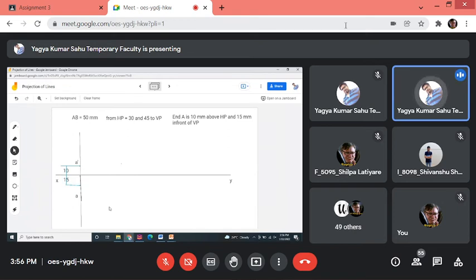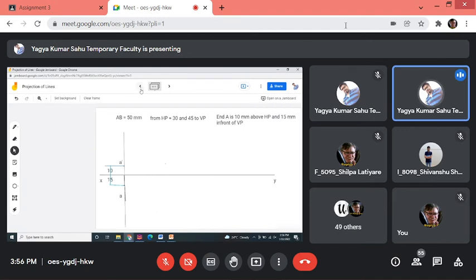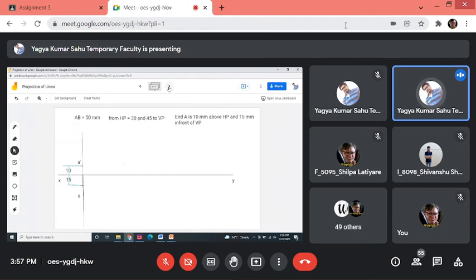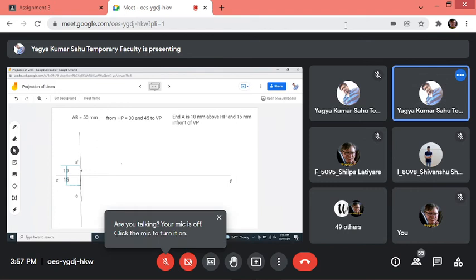So what about the front view? ये ड्रॉ करना है. What about the front view? A dash B dash is of true length. A B parallel to XY short length. इतना ही ड्रॉ करना है अभी. First of all, draw A dash B dash of true length.